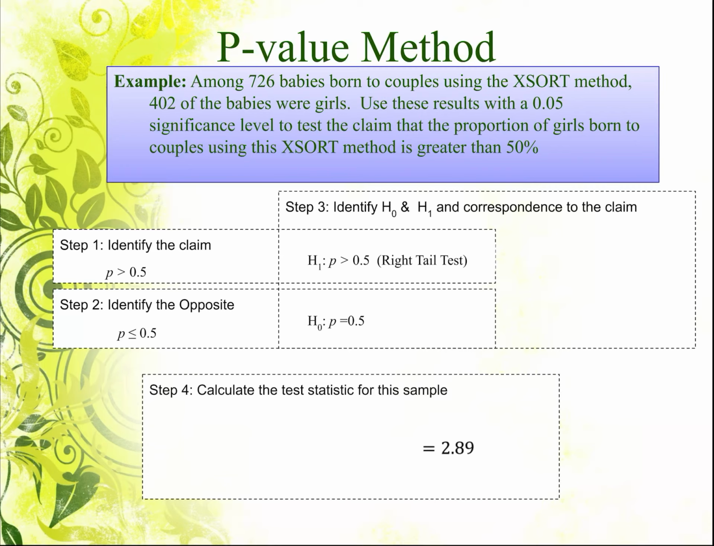Okay, step 4. Calculate the test statistic. So here's where we're going to use our data. Since we're talking about proportions, we're going to use the z test statistic here. So p hat, remember, is our sample proportion, 402 divided by 726, minus p, which is the population proportion, so that's 50%, divided by the square root of p times its complement over the total number of babies born, 726. So when we plug all that in and calculate it, we have a test statistic z-value of 2.89.